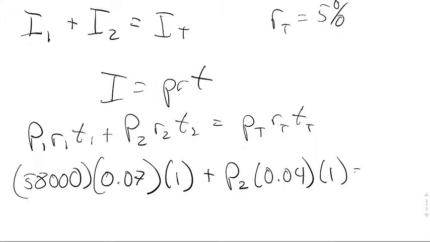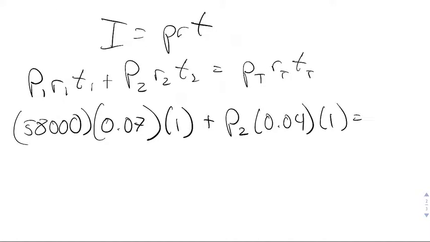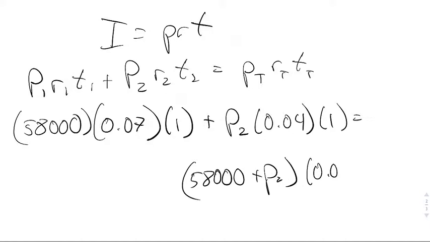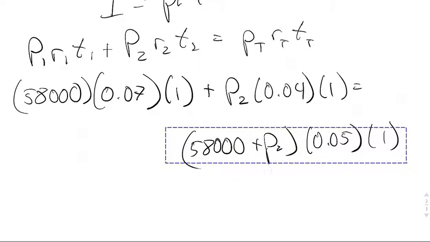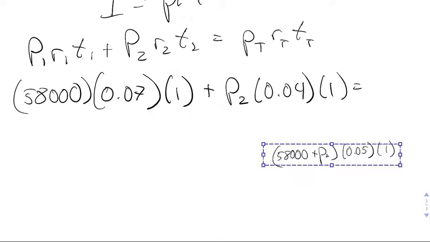Okay, so then the total principal is going to be, at the end, he's going to have the 58,000 plus the principal of the second account. The final rate he wants the total rate to be 5%, as a decimal is 0.05, and the time is still going to be 1 year. So now it looks like we have one equation and one variable. So let's get this all on the same line.